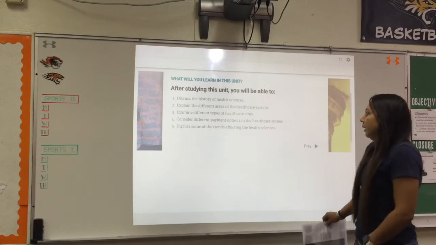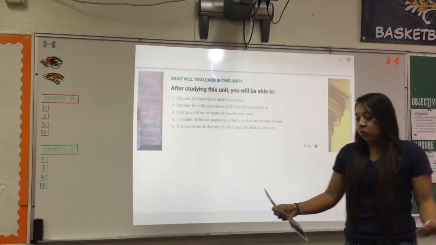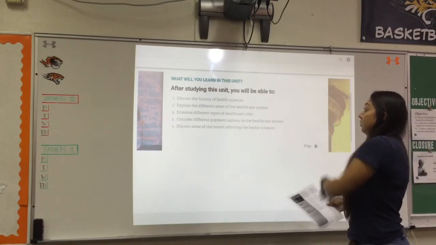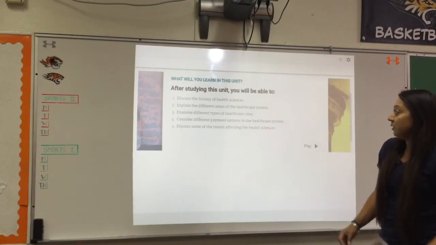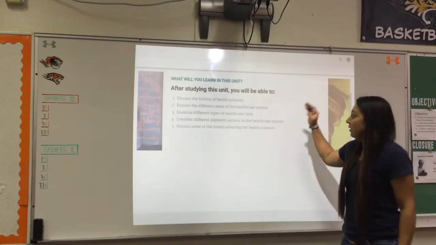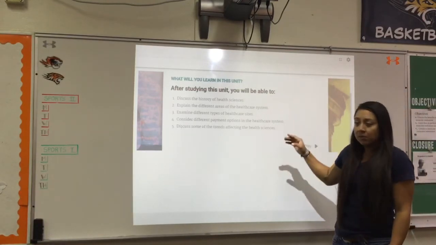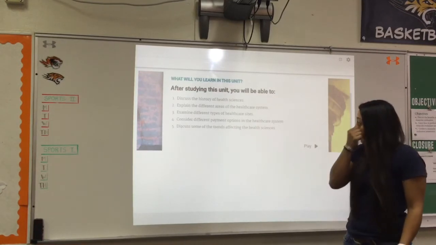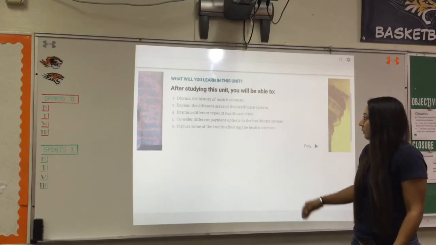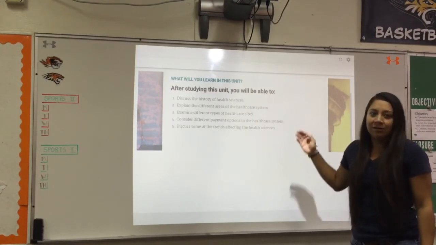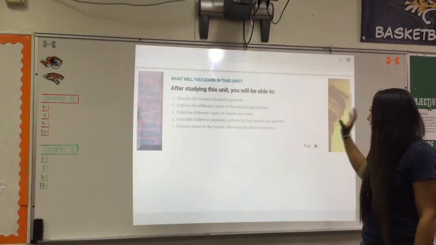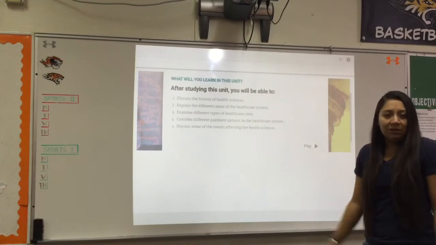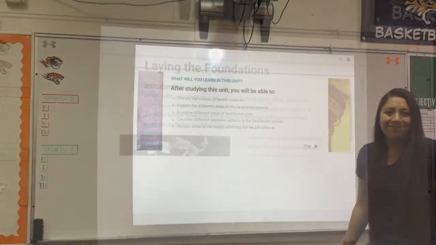So anyways, Unit 1, the world of health sciences. Throughout this unit, the objectives will be to 1, discuss the history of health sciences, 2, explain the different areas of the healthcare system, 3, examine different types of healthcare sites, 4, consider different payment options in the healthcare system, and 5, discuss some of the trends affecting the health sciences. Now, if you were to click on Unit 1, Lesson 1, you would get this exact same slide under the objectives. This is the student view, and I'll just be clicking through them and going along with them.